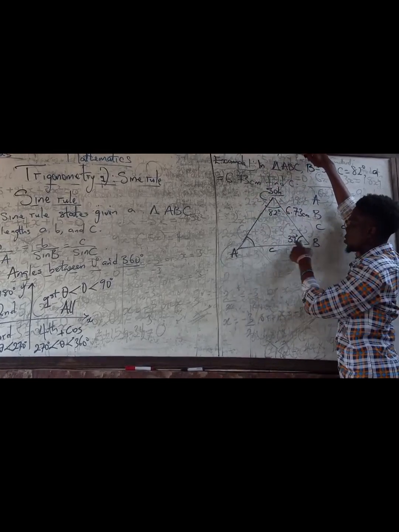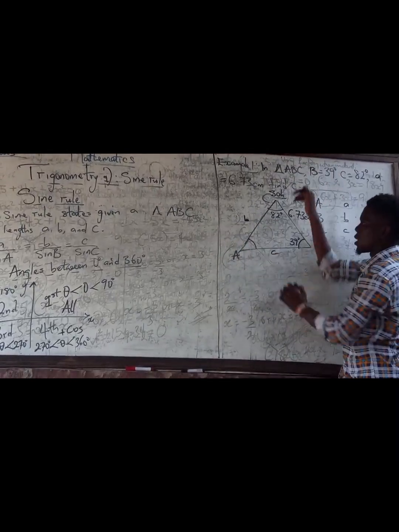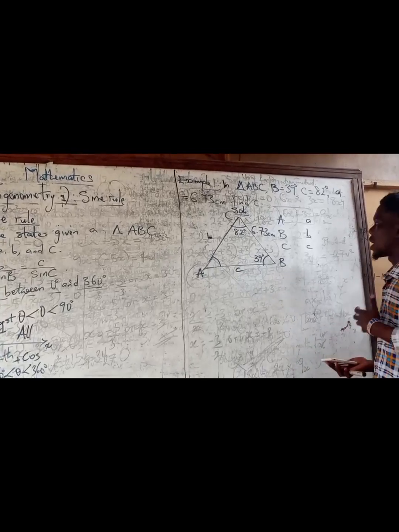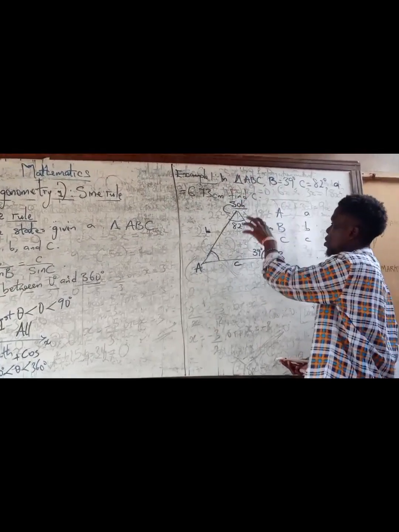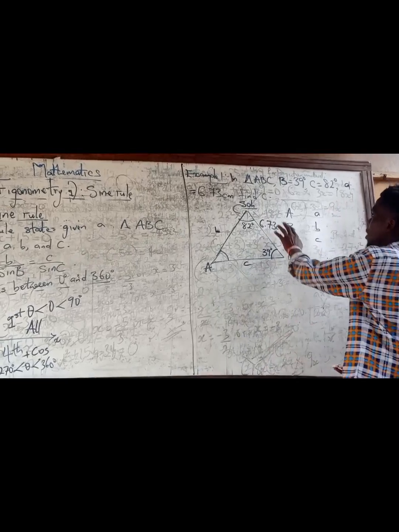The line opposite angle B is my length B. So that's that. Alright, so now that we have represented this information on a triangle, let's go ahead and find length C.